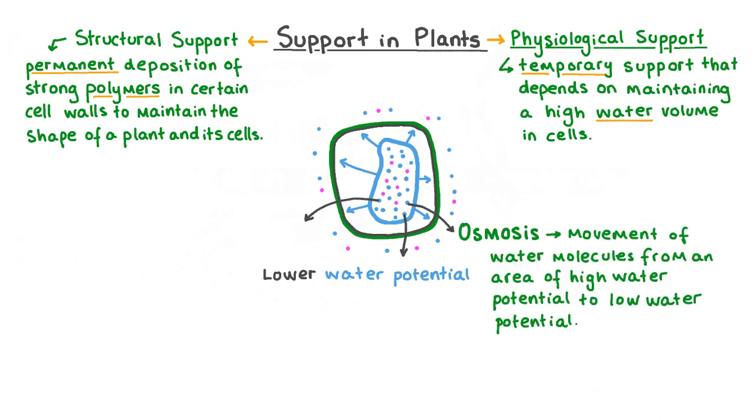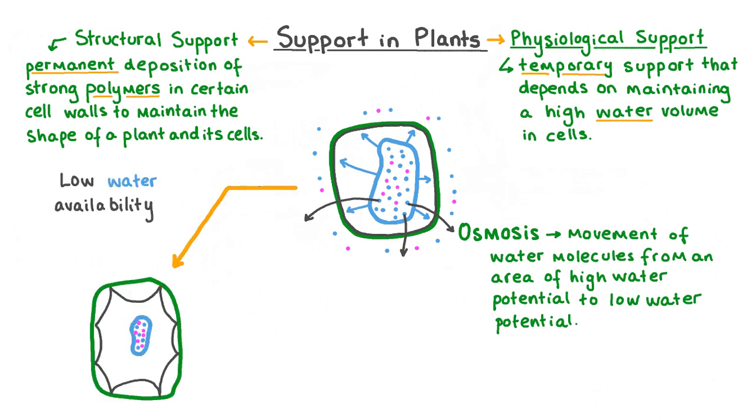You may recall that osmosis is the movement of water molecules from an area of high water potential to an area of low water potential across a plasma membrane. This causes the plant cells to eventually wrinkle and shrink, as so much water is lost from the cell's vacuole when it's placed in a low water environment.